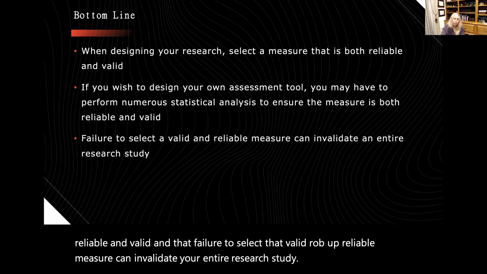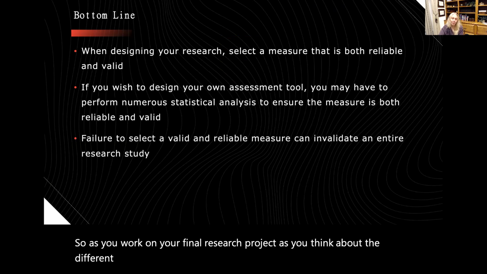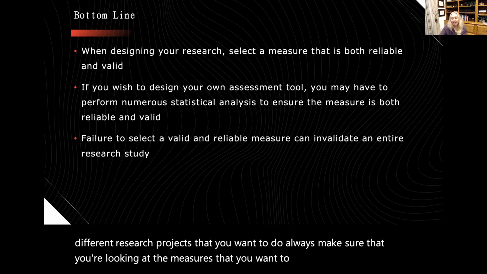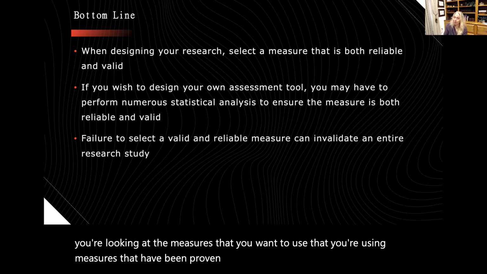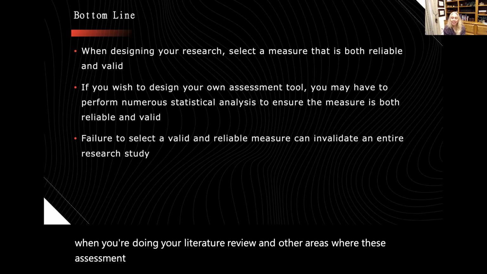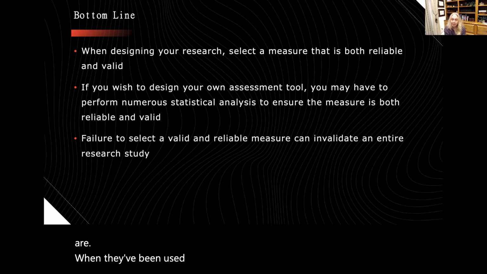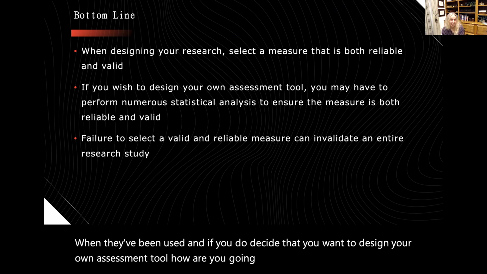So as you work on your final research project, as you think about the different research projects that you want to do, always make sure that you're using measures that have been proven in previous studies. So you look, when you're doing the literature review, at other areas where these assessment tools have been used. You want to discuss in your methodology section how reliable and valid they are, and when they've been used. And if you do decide that you want to design your own assessment tool, how are you going to prove the validity and the reliability of it?